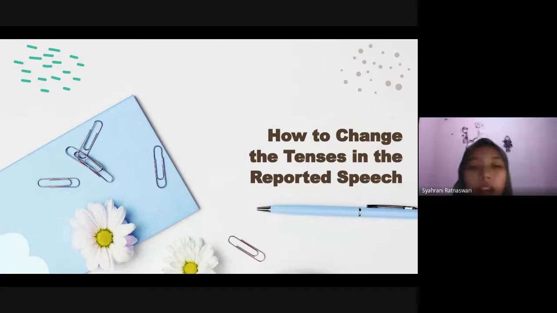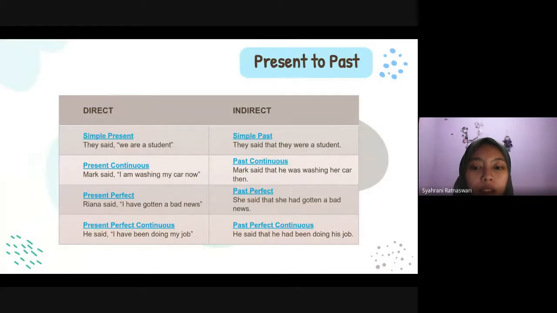After that, we have to learn how to change the tenses in the reported speech. For changing, we have to follow the rule. First, simple present, you have to change to simple past. For present continuous, you have to change to past continuous. For present perfect, you have to change to past perfect. For present perfect continuous, you have to change to past perfect continuous.